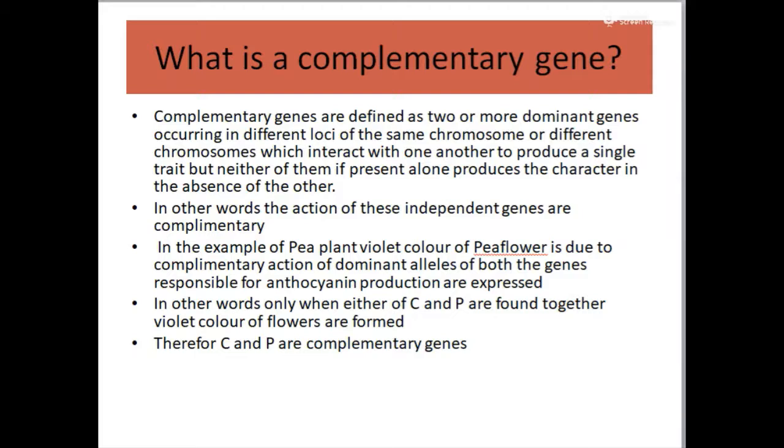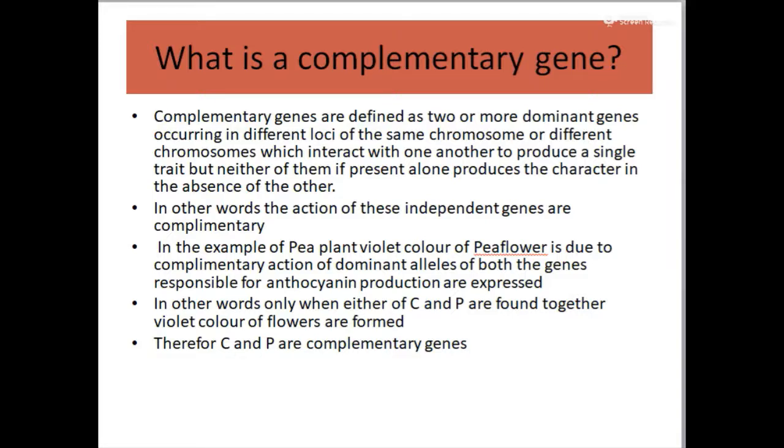In the example of the pea plant, you can see that the violet color of the pea flower is due to the complementary action of the dominant alleles of both genes responsible for anthocyanin production, and only when both of them are found in the dominant form will anthocyanin be formed. In other words, when both C and P are found together, the violet color of the flowers is formed. Therefore, the dominant versions, capital letter C and capital letter P, are considered complementary genes. I hope this is clear to you.